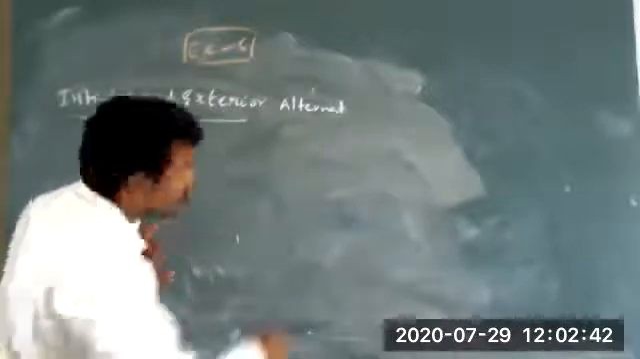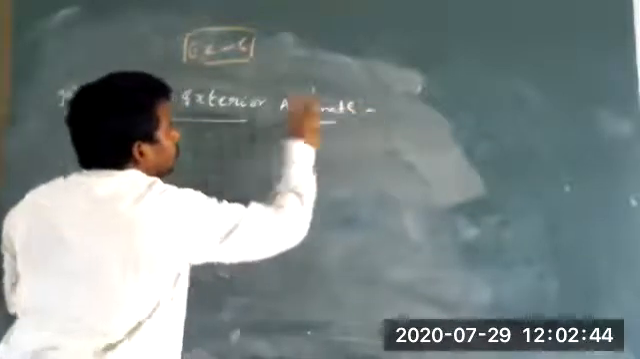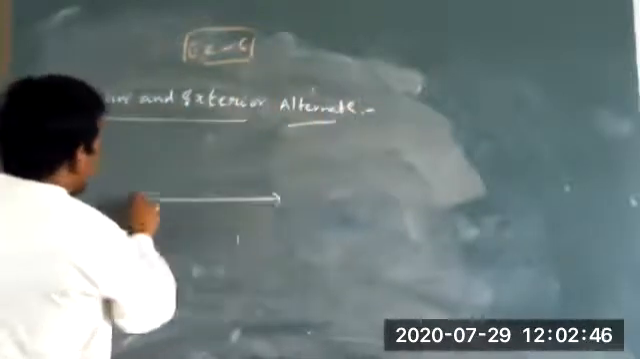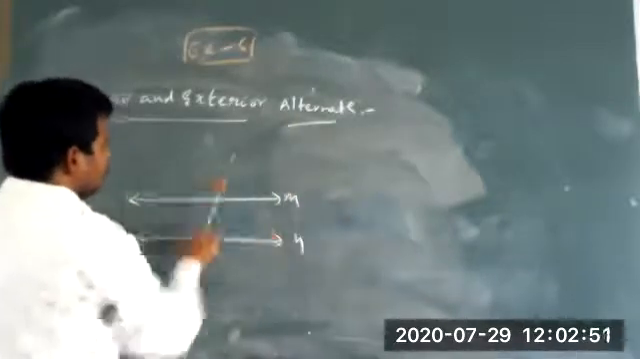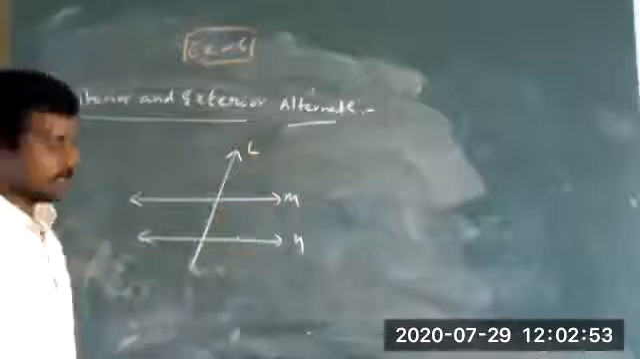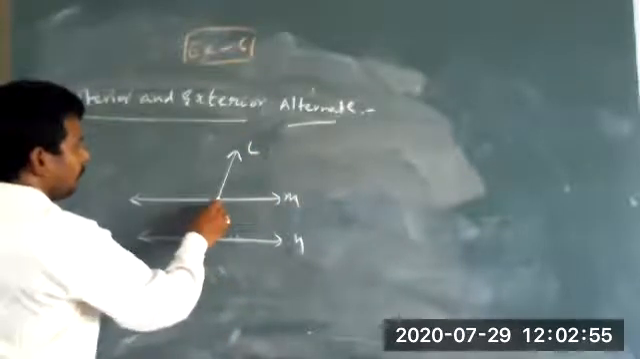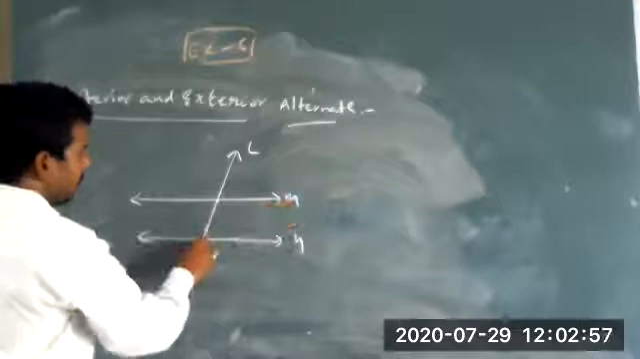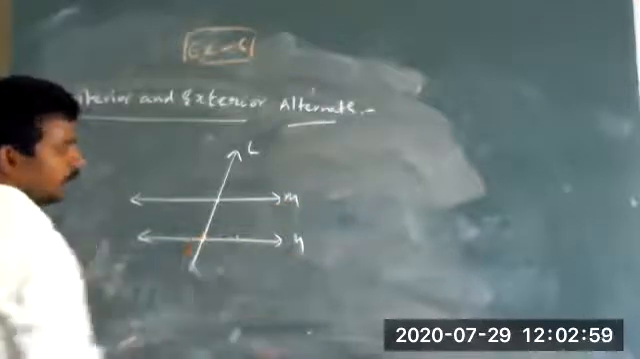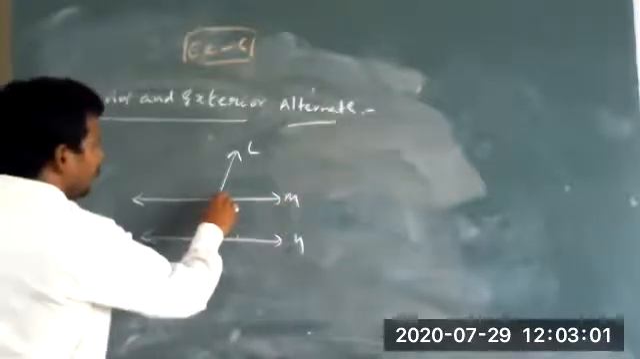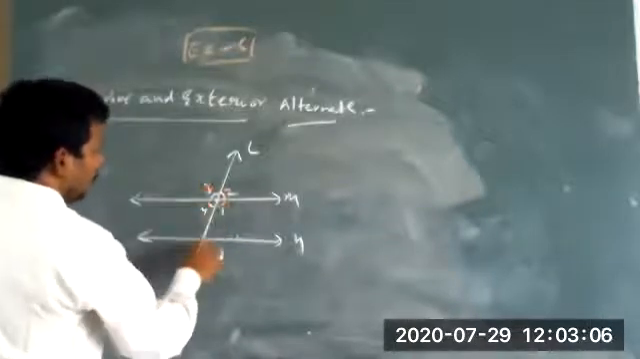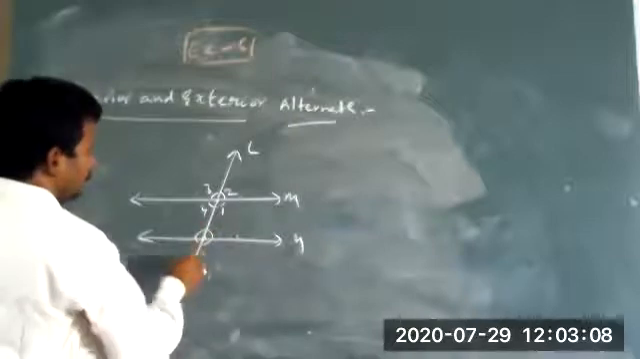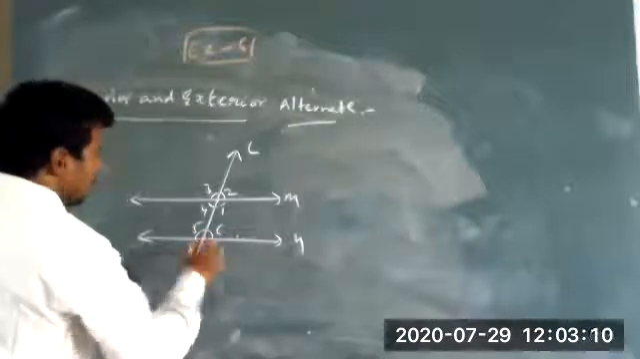Alternate angles. Let me take this line. M, N, L is a transversal. This line meets one point on line M, and one more point on line N. So here, how many angles are formed? 4 angles: 1, 2, 3, 4. Here, how many angles are formed? 4 angles: 5, 6, 7, 8.